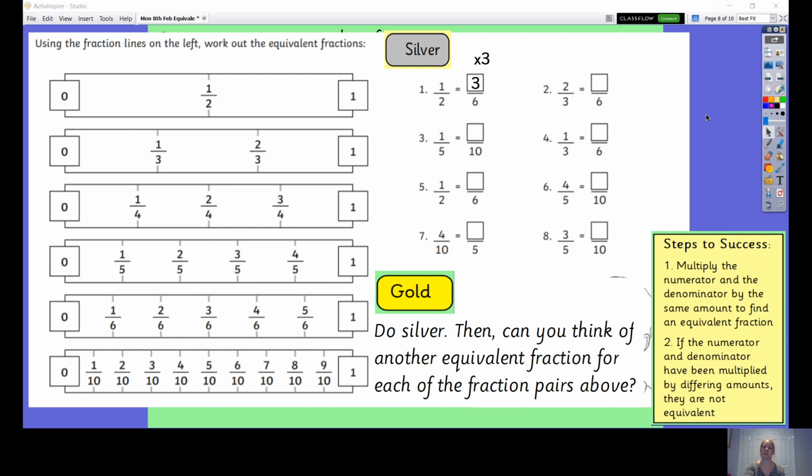So you can see the steps to success, and pause here and have a go at that, and we'll go through the answers together in a minute. Okay, if you've unpaused and you haven't done gold yet, pause again and have a go at gold before we move on to the answers, because otherwise you'll see the answers all at once. Okay, so pause here and do silver and gold, please. Okay, you've pressed go again, so you must be ready now.